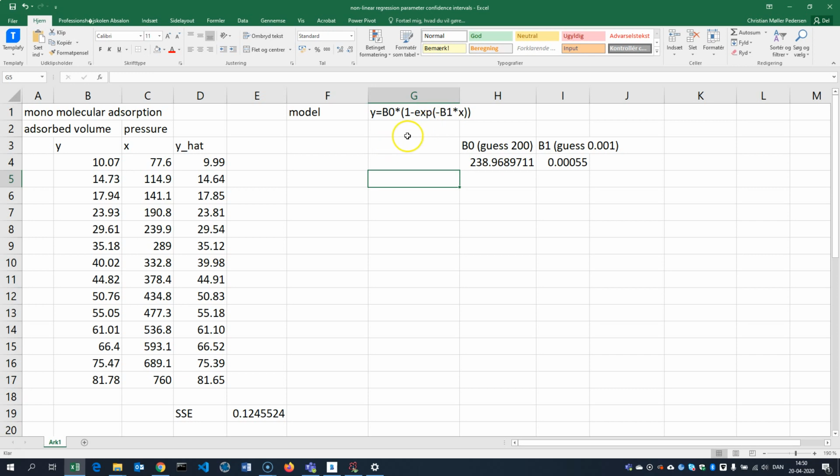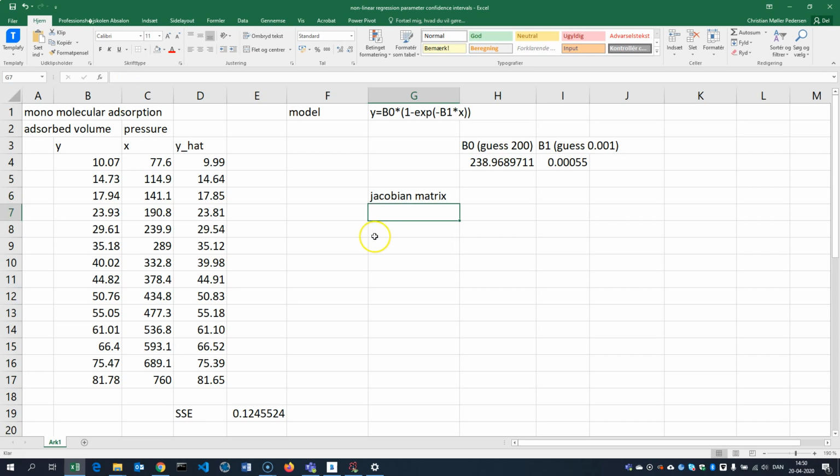And we used the method of least squares and solved it using the Excel solver and found these two optimal values for beta naught and beta 1, by minimizing this sum of squared error number here. If you don't know what I'm talking about, you can look in another video in which I demonstrate the method of least squares. Right, so what we want to do now is to compute the Jacobian matrix.